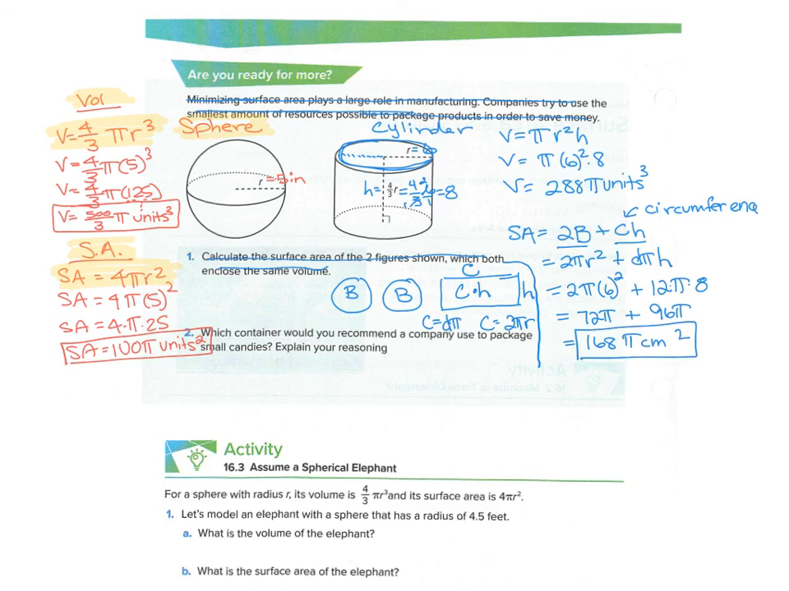So that's the outside. My volume, if I wanted to fill this up with some material, some liquid, some object, sand, I would need 288 pi units cubed to fill it up. If I wanted to wrap the outside with wrapping paper or paint the outside surfaces, I would need 168 pi centimeters squared of that material to wrap up the outside. So I just wanted to revisit those ideas.